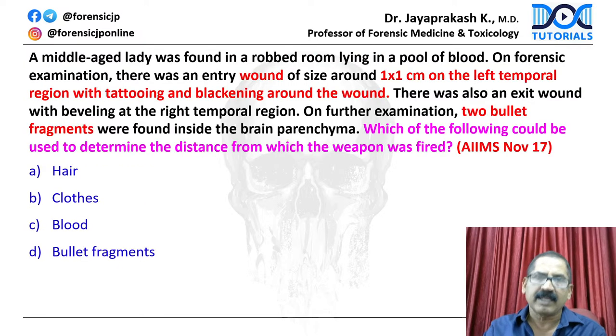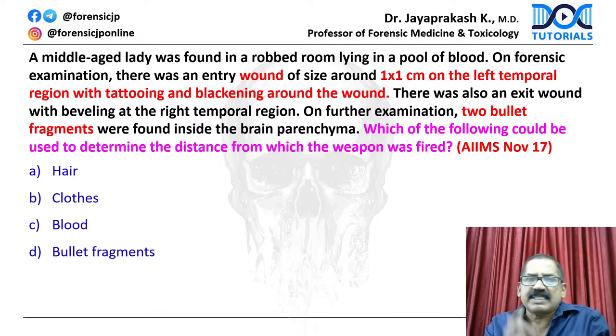Okay. A middle-aged lady was found in a robbed room lying in a pool of blood. On forensic examination, there was an entry wound of size around 1 into 1 centimeter on the left temporal region with tattooing and blackening around the wound. There was also an exit wound with beveling at the right temporal region. On further examination, two bullet fragments were found inside the brain parenchyma. Which of the following could be used to determine the distance from which the weapon was fired?